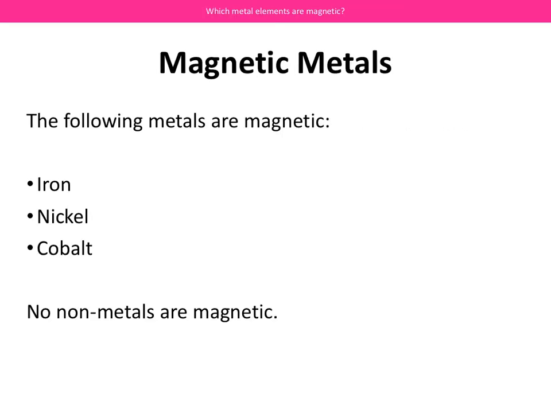Finally, there are only 3 elements that are magnetic, but all 3 of them are metals. And the 3 elements that are magnetic are iron, nickel, and cobalt. There are no magnetic non-metals. You may realise or may know that steel is magnetic, but steel is actually a mixture, something called an alloy, and that's got mostly iron in it. So the reason that steel is magnetic is because of the iron that's in it.